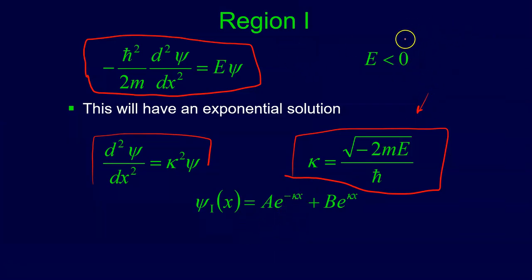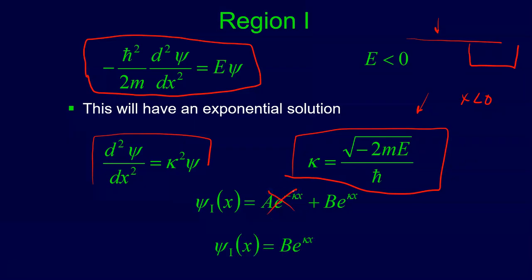If you remember our picture, if this is the infinite square well, region 1 is this side over here. On this side we're going to have x points that are less than 0. So if you look over here, if x is less than 0, this term is going to blow up. So we just get rid of that term because we don't want an exponential that blows up. The only term that can survive from our general solution would be this piece right here.